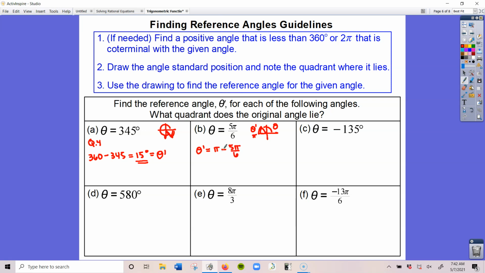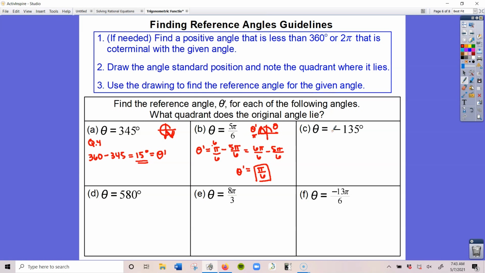In order to be able to subtract, we need to rewrite this so it has a denominator of 6. So I'm going to put this over 6 and multiply this by 6, and I get 6 pi over 6 minus 5 pi over 6, which will give me pi over 6. And that would be my reference angle. So a little shortcut for radians: if you're trying to figure out the reference angle, it's just going to be pi over whatever the denominator is. See here, the denominator was 6. So if I do pi over 6, that would be my reference angle.